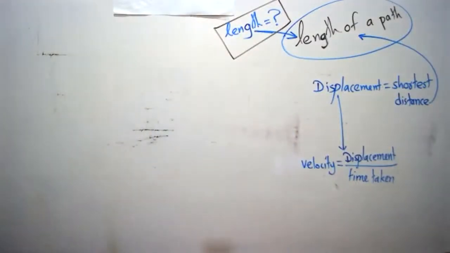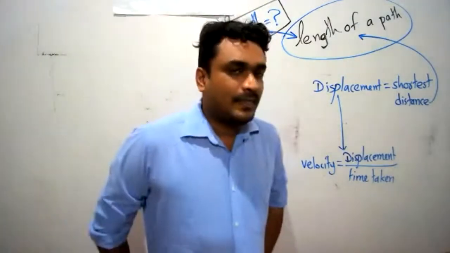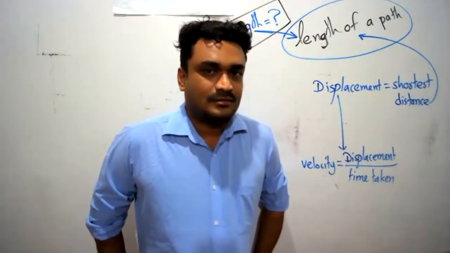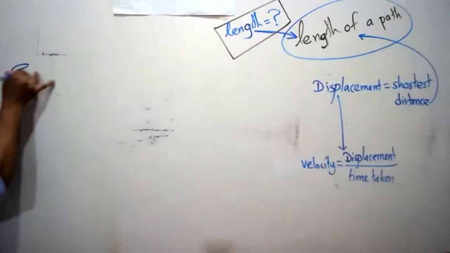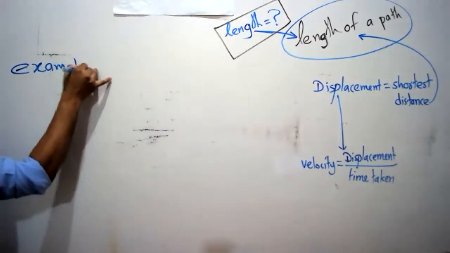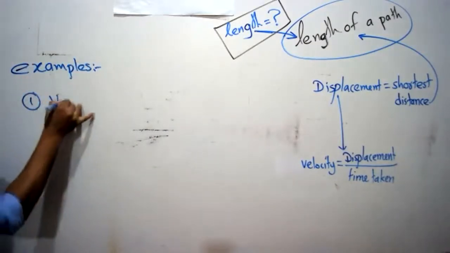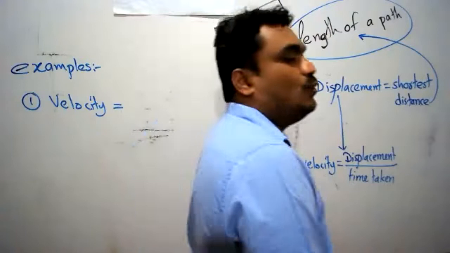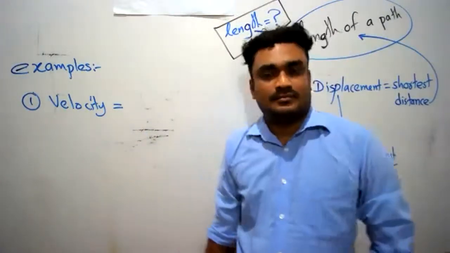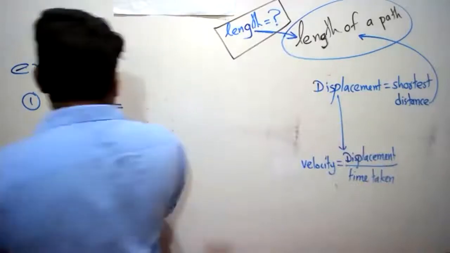Can somebody read that definition? Unmute the mic and read the definition. Physical quantities which are being defined by other physical quantities are known as derived physical quantities. Very good. Examples. Number one, velocity. What is the equation that we use to calculate velocity? Displacement over time. Displacement divided by time taken.